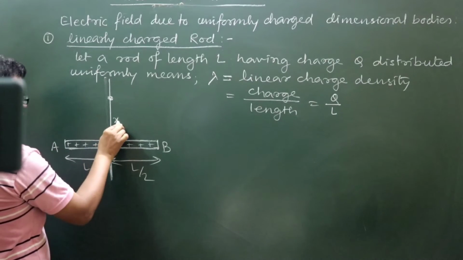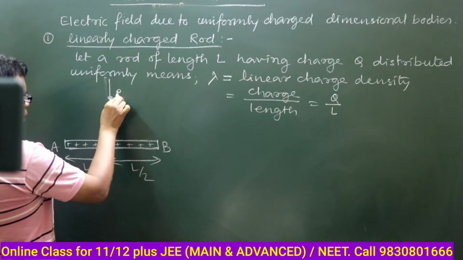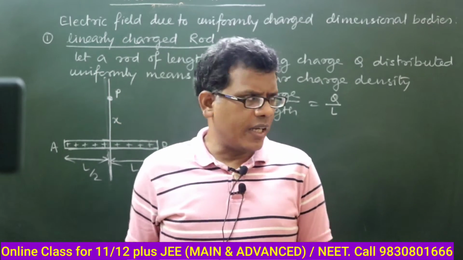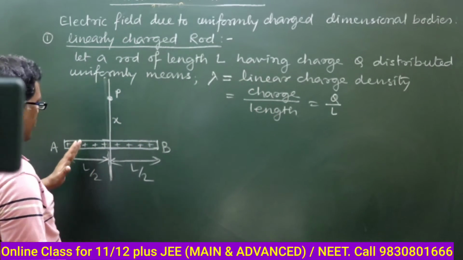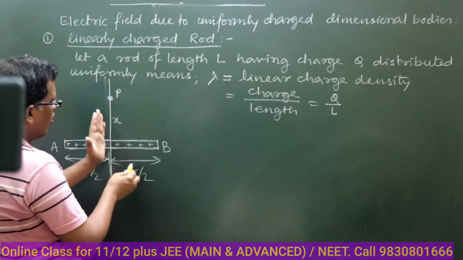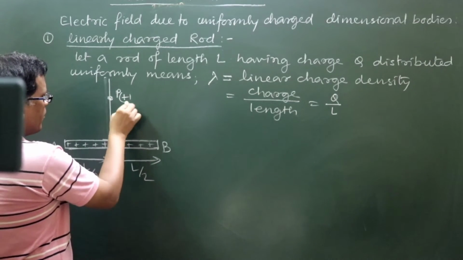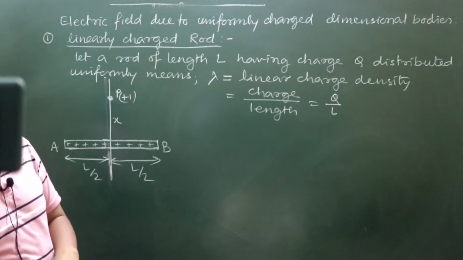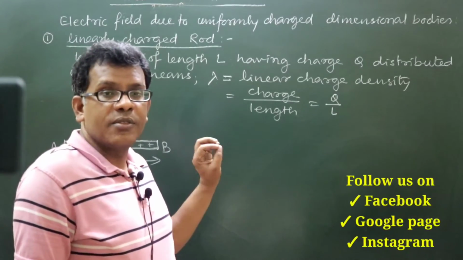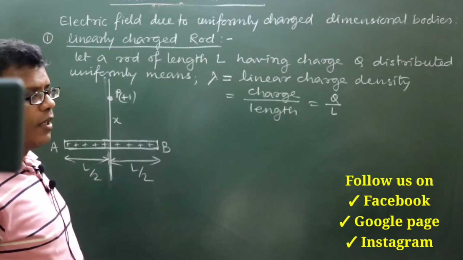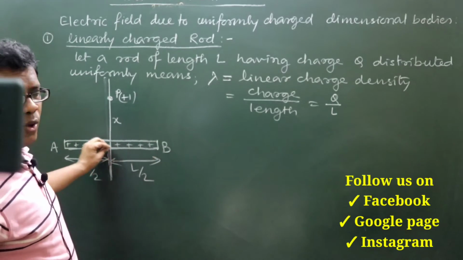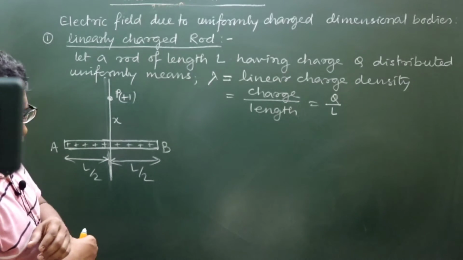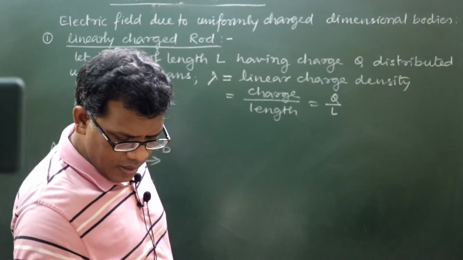So, if I consider a point P on the perpendicular bisector line at a distance x, we need to connect the force exerted by each part of the rod on this +1 charge at P. Previously, we only considered the force from the end points because the charges were located at the ends, right? But this time charge is located throughout the line AB. Got it? So this is a dimensional charge.